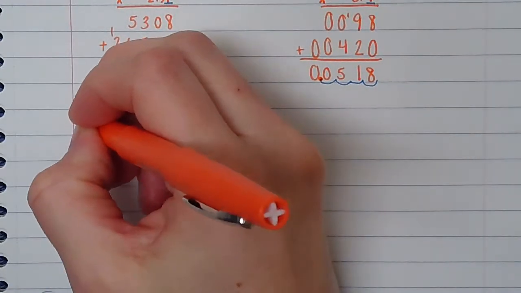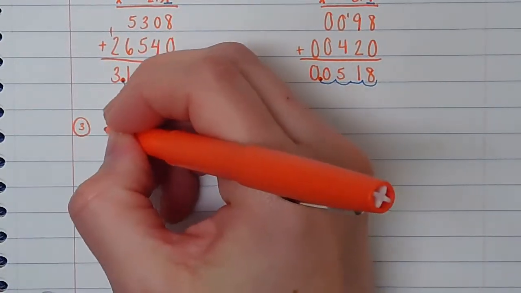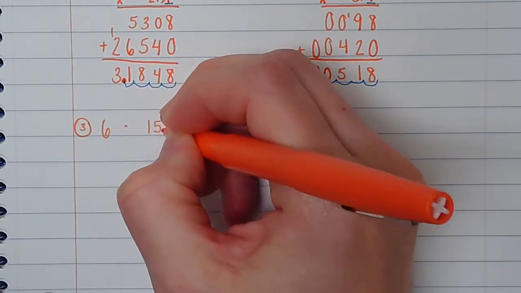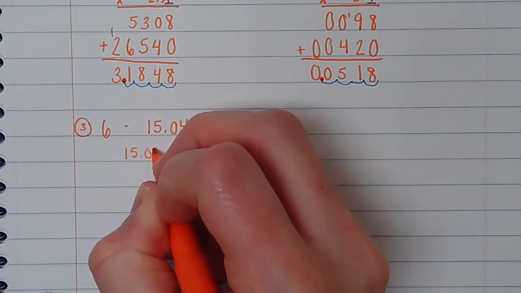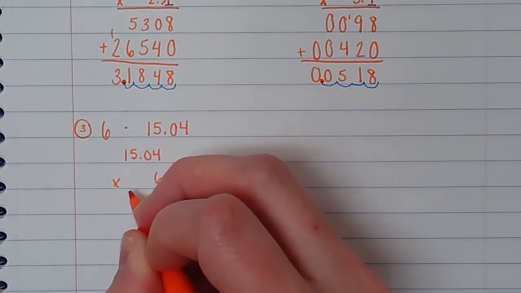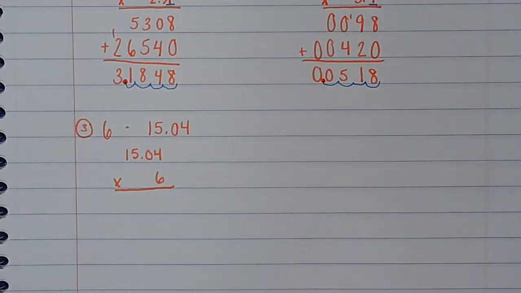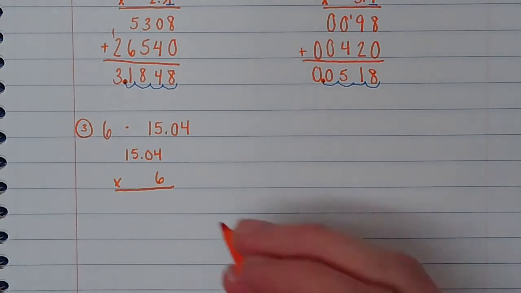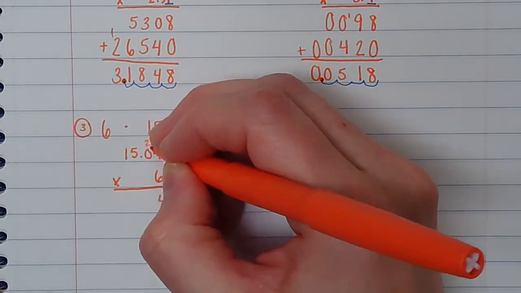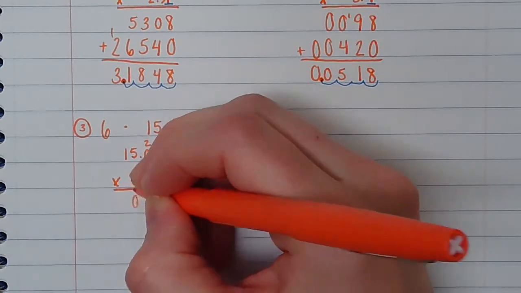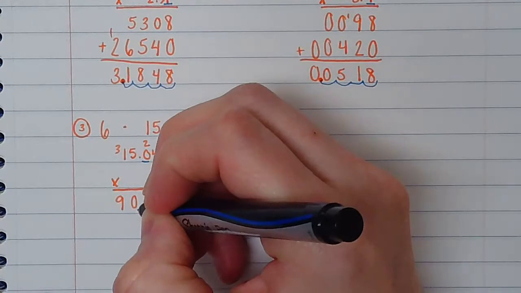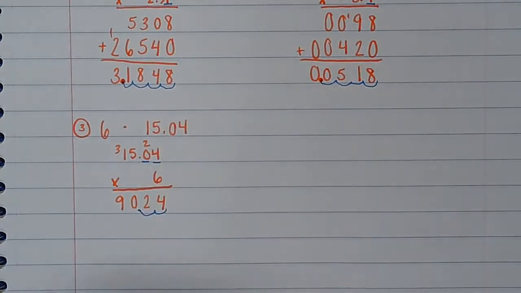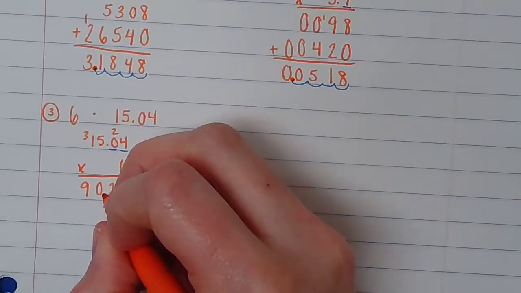All right, I'm going to do one more. Let's do 6 times, all right, which one has more digits? So 15.04 is going on top, 6 is going down here, and we're just going to do regular multiplication. And we have to do 6 times 4 is 24. That's a 2. That's 30. A 9. Count your decimal places. 1, 2, 1, 2. And there it is. And there's your final answer.